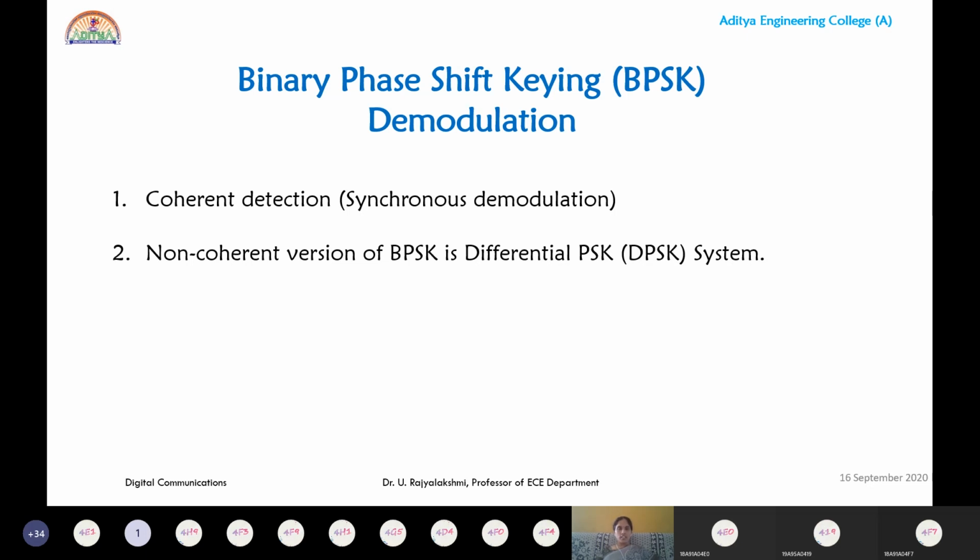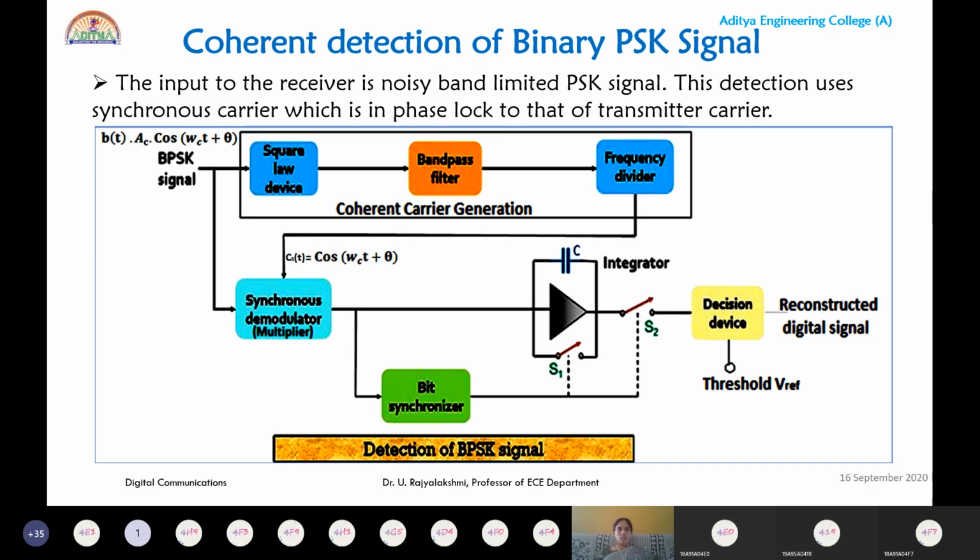So let us see the coherent detection using the synchronous carrier. The transmitter section is what we discussed in the earlier class, that is the multiplier whose inputs are b of t and the carrier. Now please observe the circuit of coherent detection of the BPSK signal.